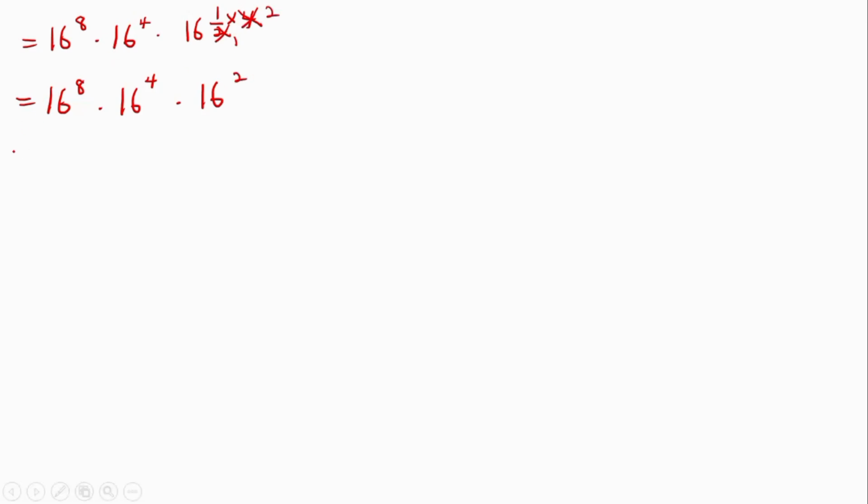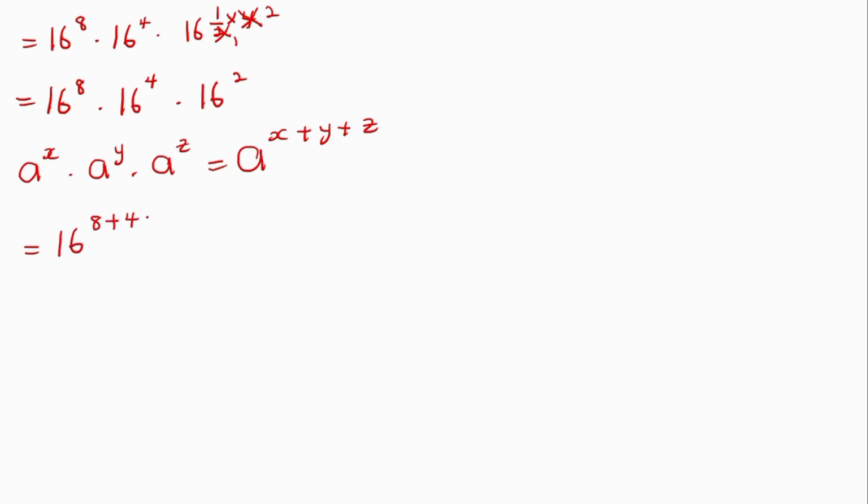Now we want to recall that from the law of indices, we know that if we have a^x multiplied by a^y multiplied by a^z, it's going to give us a raised to the power of x plus y plus z, and this is the product rule under the law of indices, right? So applying this here, we have that 16 to the power of 8 plus 4 plus 2, which is equal to 16 to the power of 14, since 8 plus 4 is 12 and 12 plus 2 is 14. So we have 16 raised to the power of 14, but we know that 16 can be written as a power of 2, that is 2 raised to the power of 4.